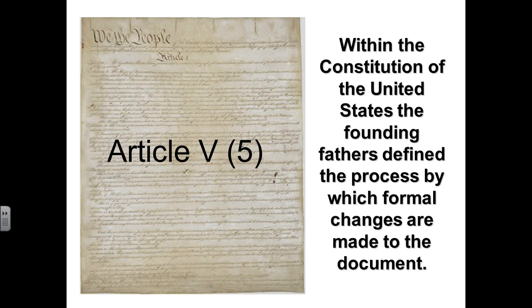Within the Constitution of the United States, the Founding Fathers defined the process by which formal changes are made to the document. Remember, there are 7 articles in the U.S. Constitution that explain the structure of our government. These articles give instructions on how the government should operate, kind of like rules for a game. Article 5 gives the directions on how to add or change or amend the United States Constitution.